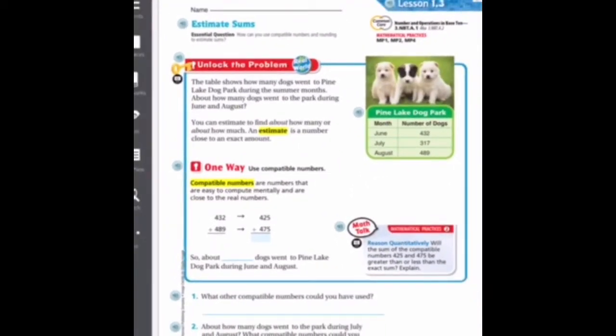Hello, boys and girls. Today we are on lesson 1.3, Estimate Sums, and we're on page 17 in our book, so make sure you have your book open to page 17.